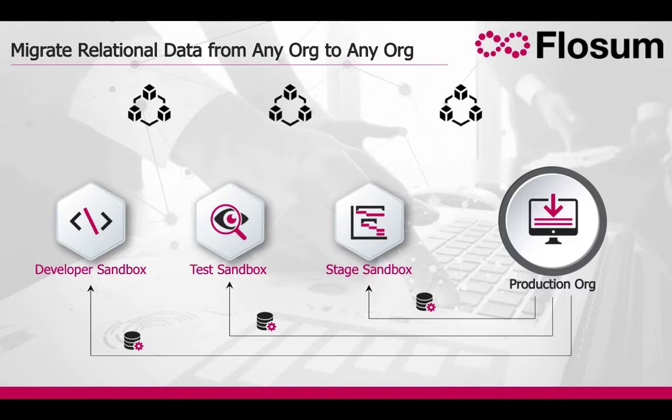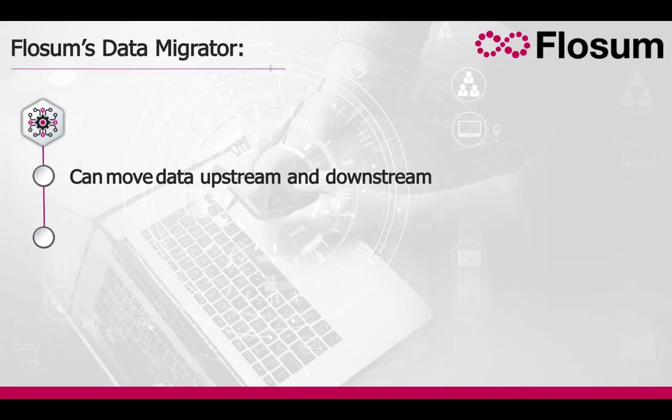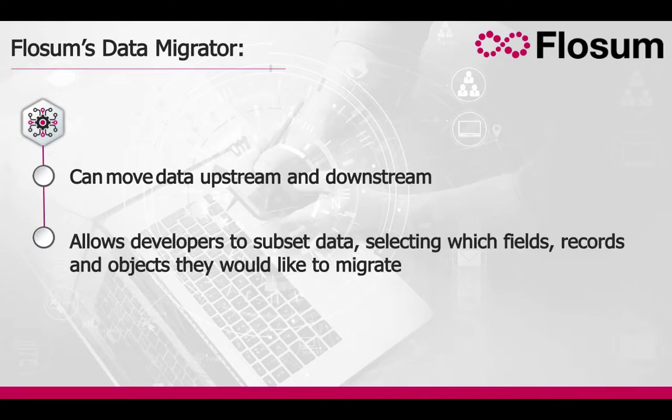Many managed package applications, such as Velocity, Apttus, and Encino, generate numerous configurations and custom objects that can be overwhelming, and data needs to be migrated upstream from development sandboxes to test and stage environments, and finally production. Data Migrator can move data both ways, upstream as well as downstream, and also allows developers to subset data, selecting specifically which fields, records, and objects they would like to migrate. Let's take a look at how it works.